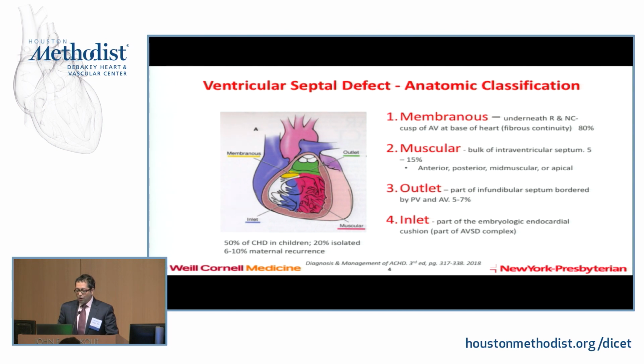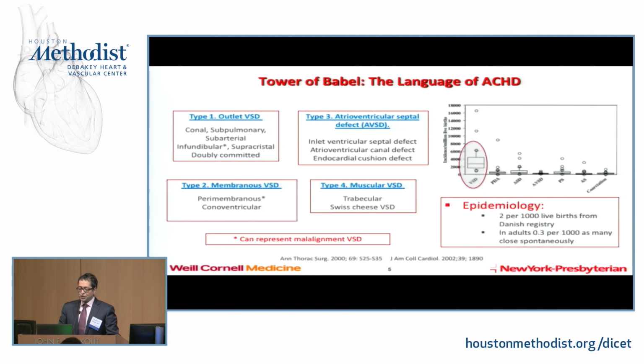Outlet VSDs are about 5 to 7%. They are that part of the ventricle which is between the aortic valve and the pulmonary valve. All these specific locations become important because they lead to different sets of complications depending on where they're located anatomically. Now, outlet defects are not that common in the Western Hemisphere, though out in the Far East, they're a much higher percentage in incidence. And then finally, inlet VSDs, which you heard a little bit about as part of the AVSD complex, and you'll hear from Dr. Butt in a little bit. That's where the ventricular septum is right at the crux of the heart, where the AV valves insert.